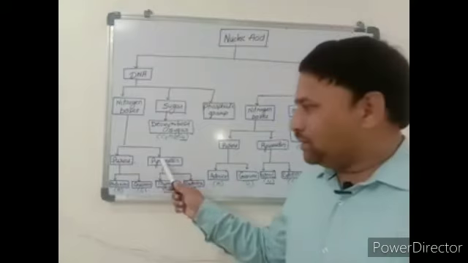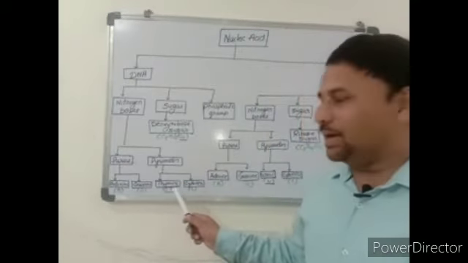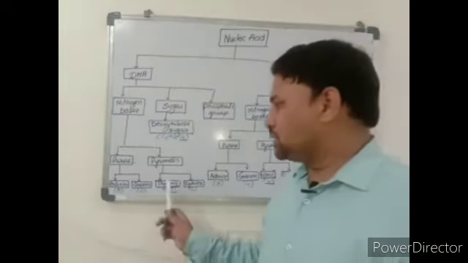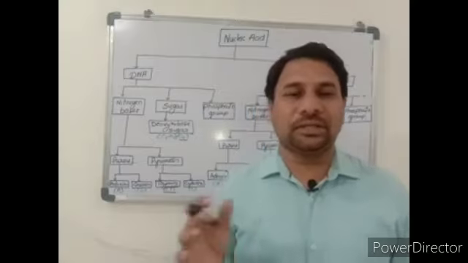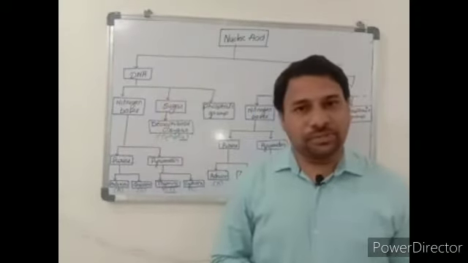The second type is pyrimidines. Pyrimidines are again of two types: thymine and cytosine. Thymine and cytosine are the two pyrimidine bases, and these are single ring structures. So these are the nitrogen bases.